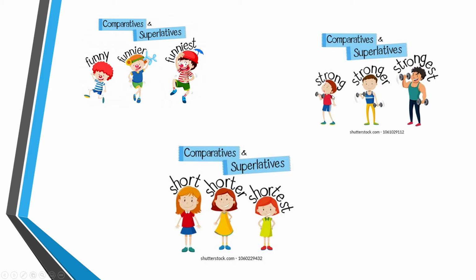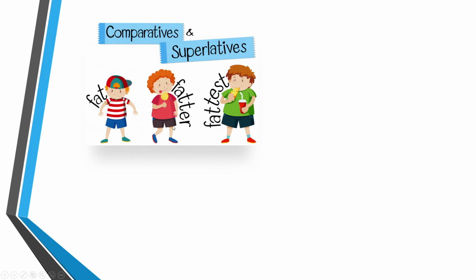The third one we have strong, stronger, strongest. This boy is already a strong boy, but the blue guy is stronger. However, the guy in the green singlet is the strongest. Kuat, lagi kuat, dan paling kuat. Okay, so we are comparing between 3 people or 3 objects. Next we have fat, fatter, fattest. Gemuk, lagi gemuk, dan paling gemuk.